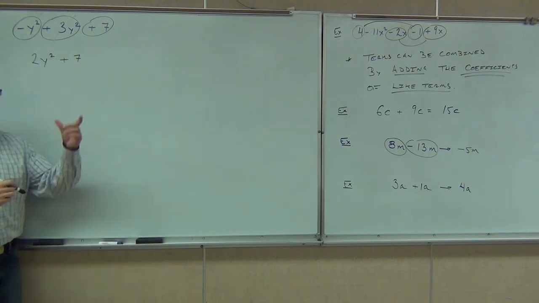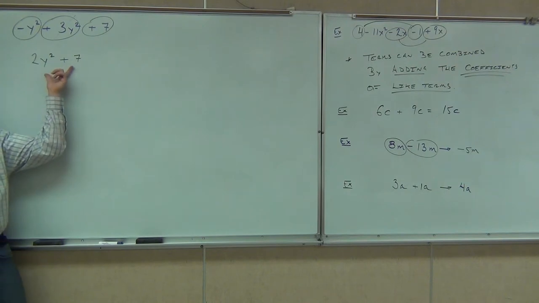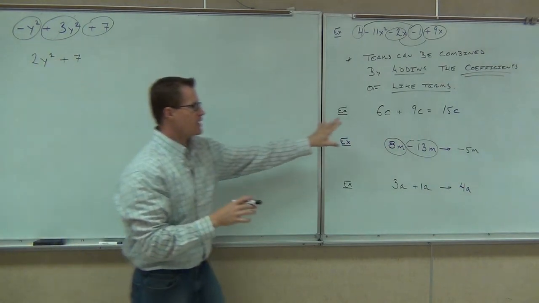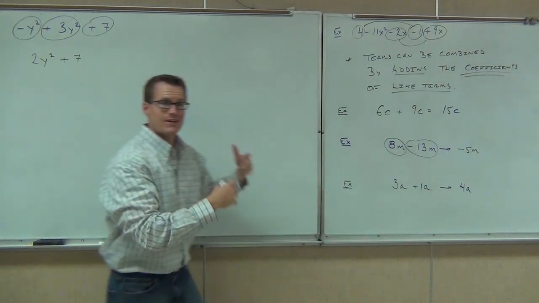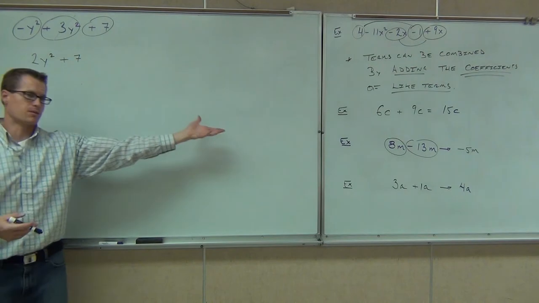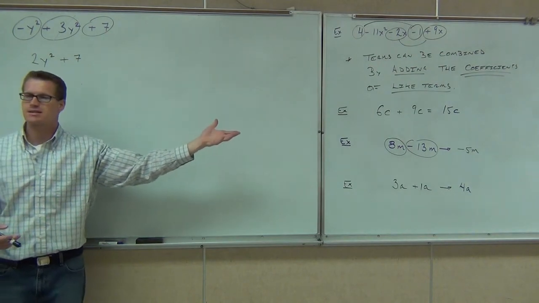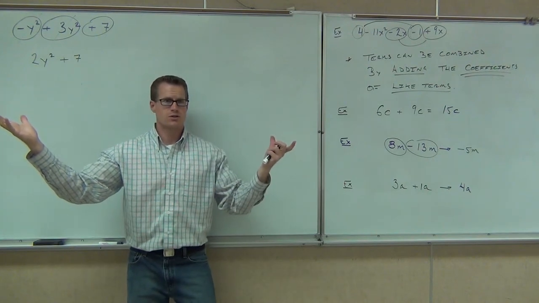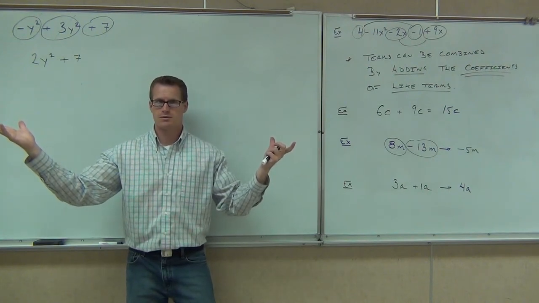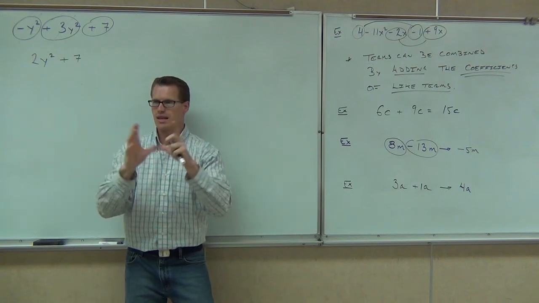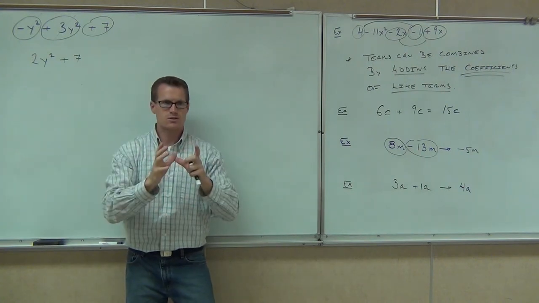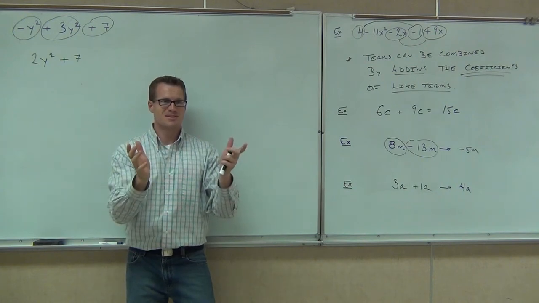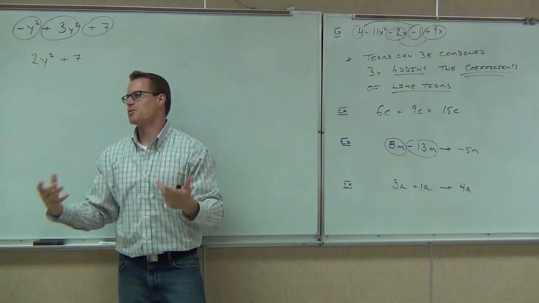Cool. Can I combine these two? No. Can I get something like 9y squared? No. That wouldn't even make sense, right? We know that in order to combine these, we have to have the same variable part. If I don't have a variable part, how in the world can I combine them? That's like saying this: I have 9 bananas and $2. How much do I have? Do I have 11 bananas? No. Do I have $11? Do I have 11 banana dollars? That doesn't really work, you see.